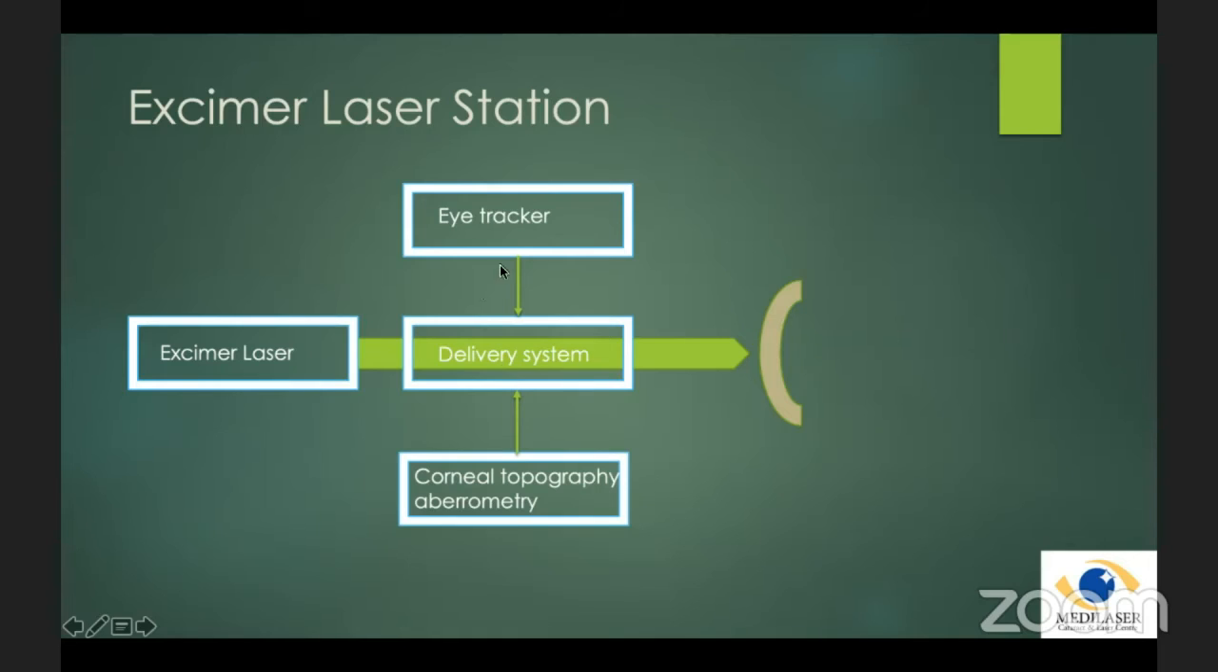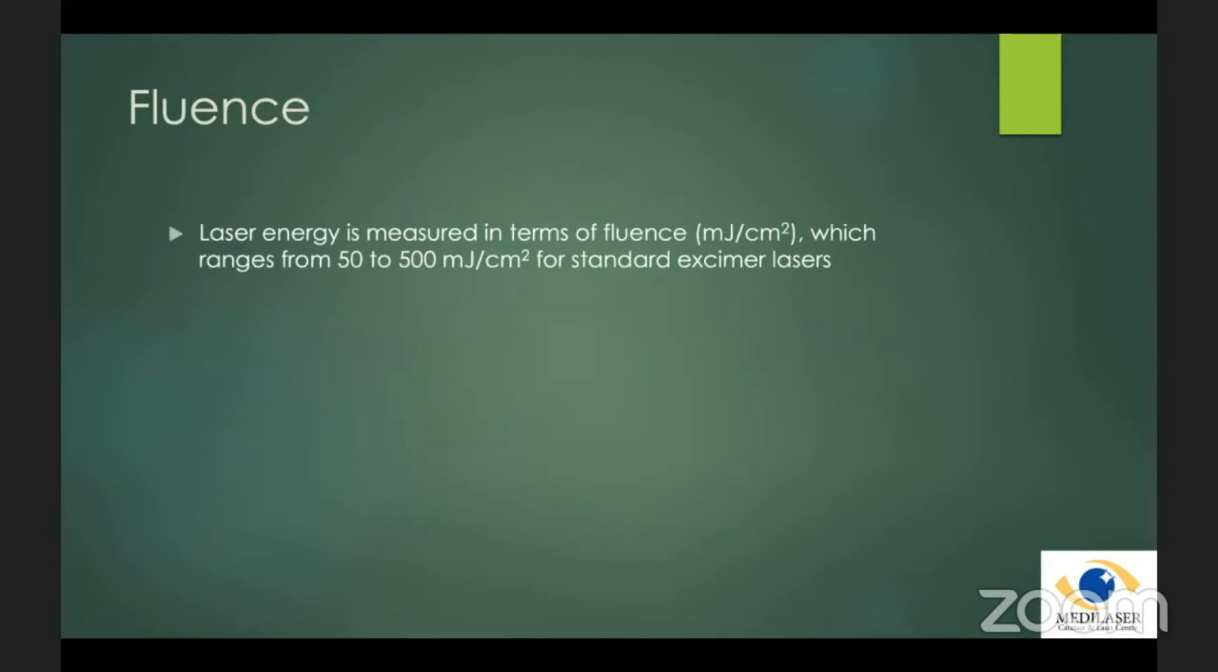It is usually coupled with an eye tracker or iris recognition device to ensure centration of your treatment. Other devices like the topographer or the aberrometer can be linked to your device, and there's always a computer screen where we can decide what type of treatment we want. We can program your optic zone and the delivery treatment. So these are all the components of the excimer laser machine.